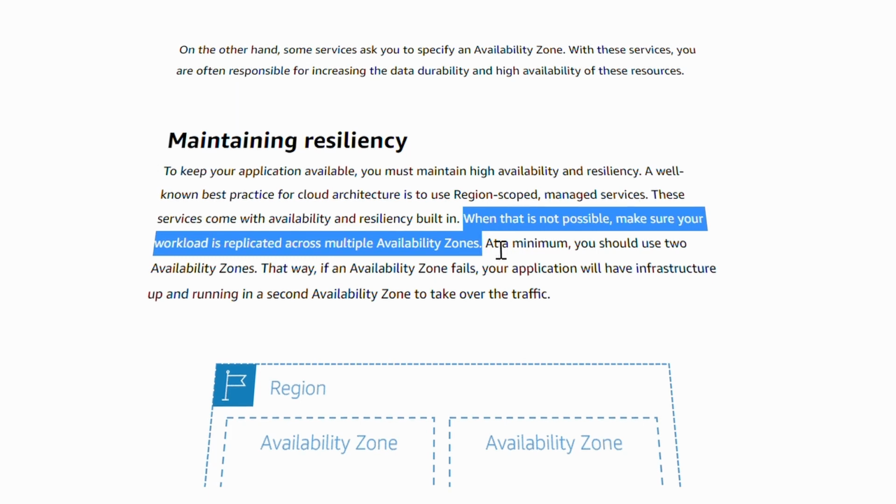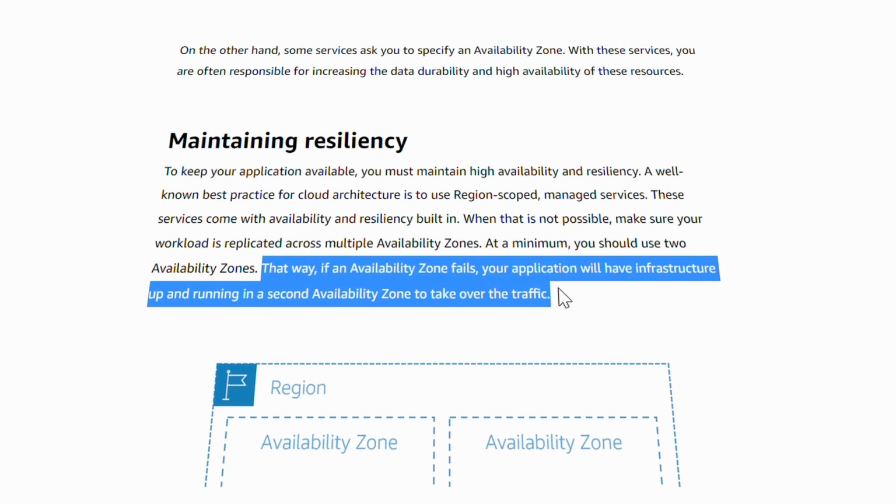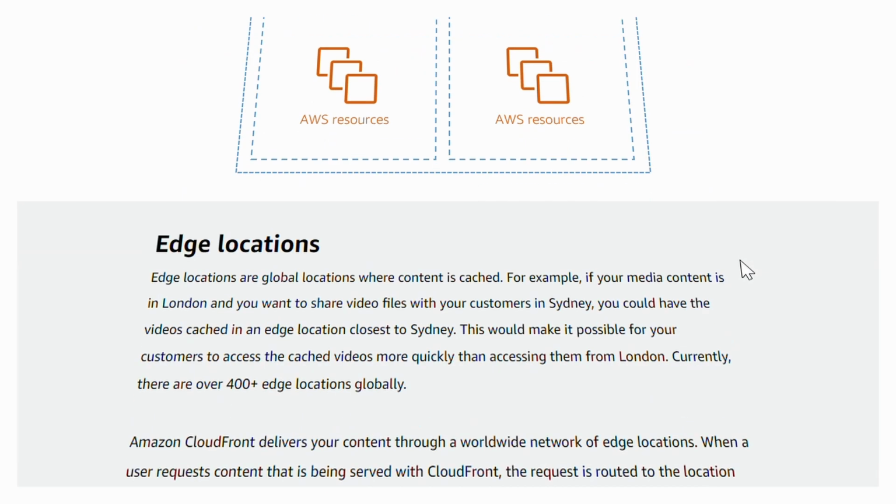That is, you need to replicate across multiple AZs. At a minimum, you should choose two AZs. That way, if an AZ fails, your application will have infrastructure up and running in a second AZ to take over the traffic. All right.